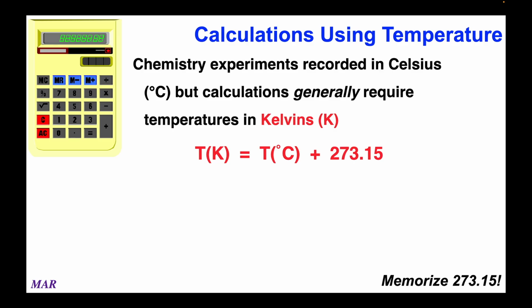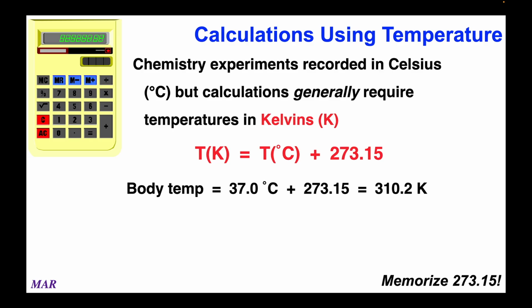Now, remembering that Celsius temperatures can be negative, but Kelvin temperatures will never be negative, you add 273.15 to the Celsius to get the Kelvin. So Celsius temperatures, which can be negative, can be turned into positive Kelvins by adding 273.15. Likewise, if you have a Kelvin temperature you want to convert to Celsius, you take that Kelvin temperature and subtract 273.15 to get the Celsius temperature.